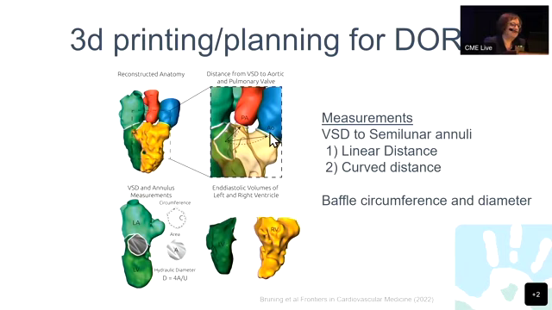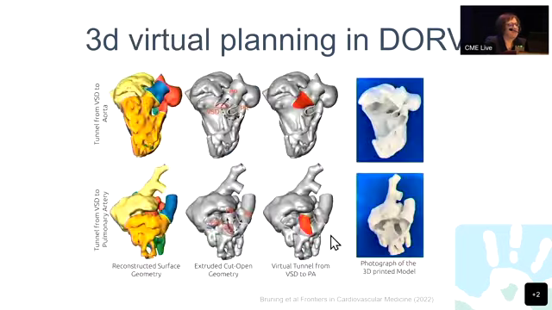So the curved measurement that we can make actually lets you know how far and how long the pathway will be. This is just a cross-section showing the way to estimate the VSD size and whether it will be adequate. So this is a case where, again, virtual planning in double outlet right ventricle was used to assess whether the long tunnel from the left ventricle to the aorta would be adequate.